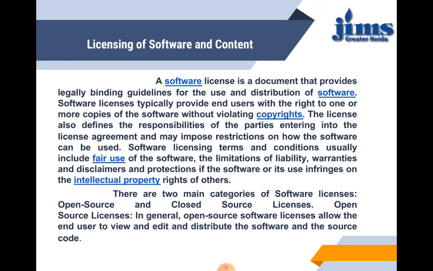There are two main categories of software licenses. First is open source and second is closed source licenses. Here, open source licenses allow the end user to view, edit, and distribute the software and the source code.